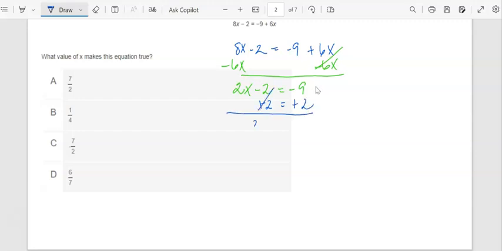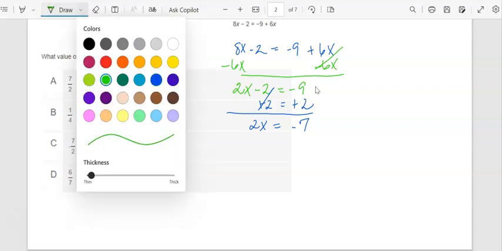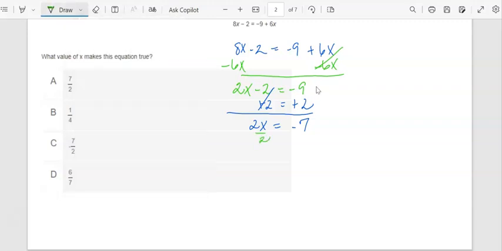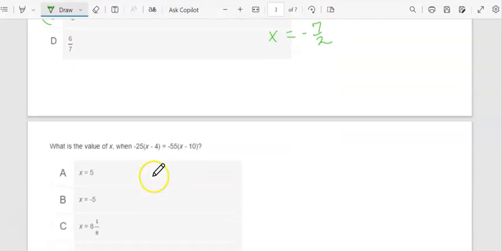This cancels, so I have 2x, negative 9 plus 2. Use your calculator, or remember your integer rules. It's going to be negative 7. And then we're going to divide by 2. This cancels. So you're just going to leave it as that fraction, negative 7 halves. All right, now next question.